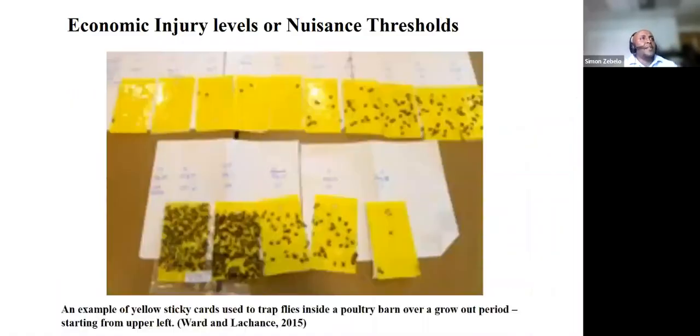I have this example that's been used in Ontario. So this is the weekly number of flies in sticky yellow traps, and then you see here weeks 1, 2, 3, 4, 5, 6, 7, 8, 9, 10, 11, 12. In weeks 11 and 12, there is a huge infestation of flies. So that's the time when the threshold is reached and they have to apply chemical pesticides. So this is just an example.